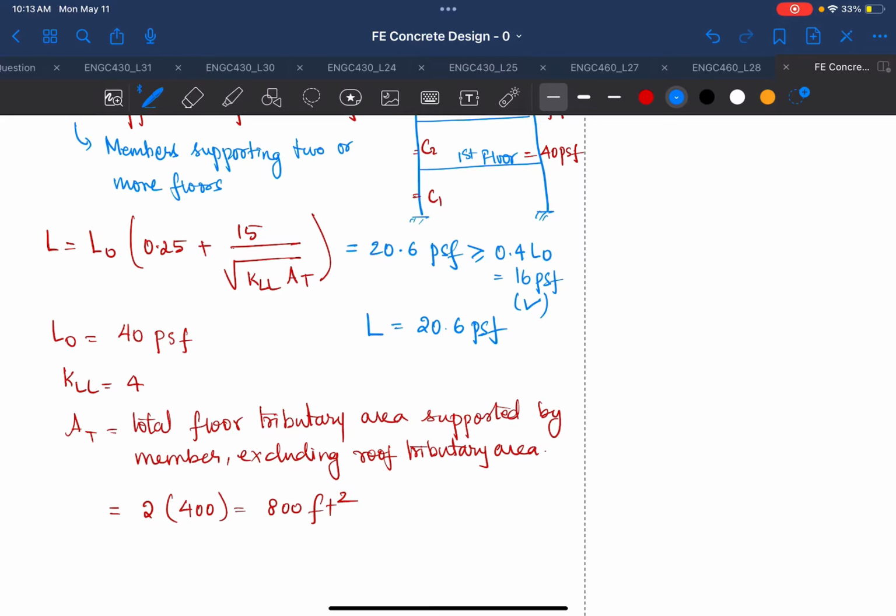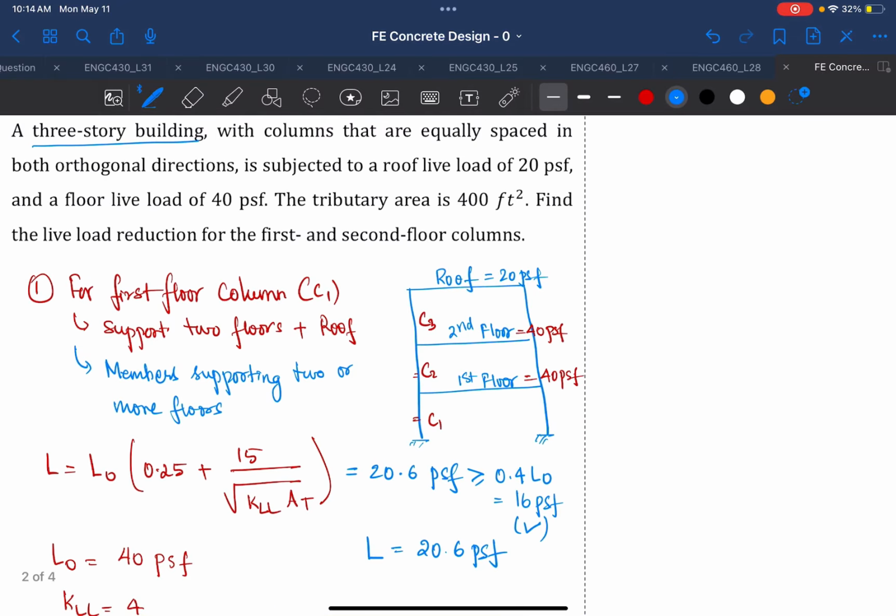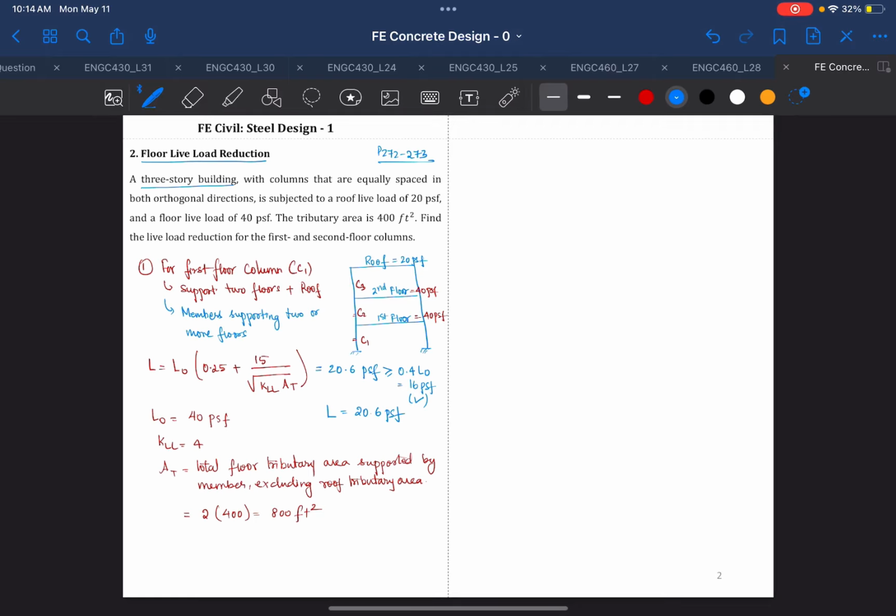And then the second one is to calculate for C2. If you want to calculate for C2, again the same process. In this case, your AT will not be 800 anymore, it'll be only 400. Why? Because C2 only supports the second floor and a roof, and AT is the total floor tributary area supported by the member excluding the roof. So if you exclude the roof, that means C2 will only support the second floor.